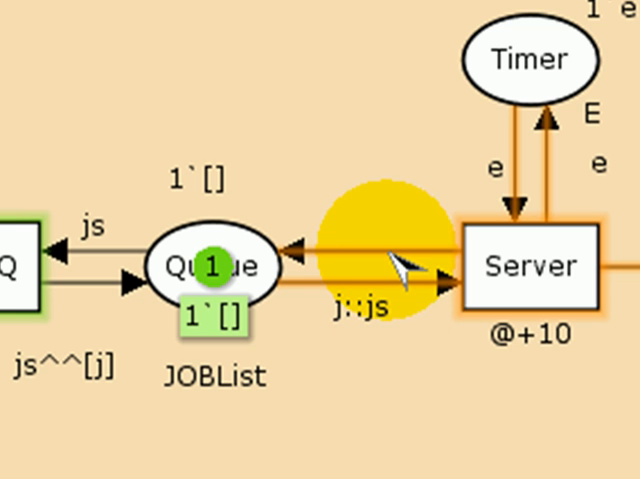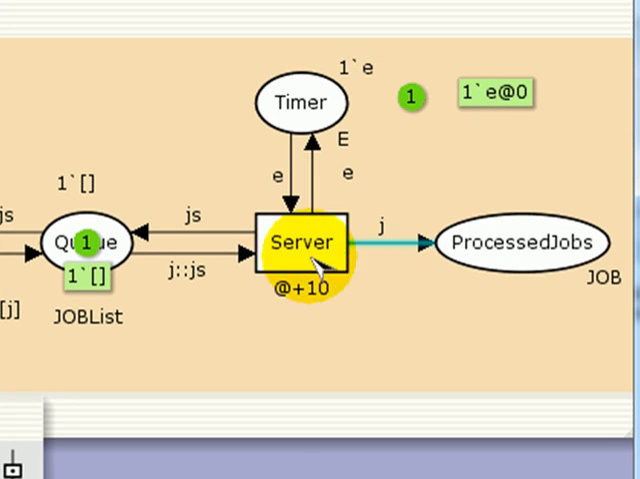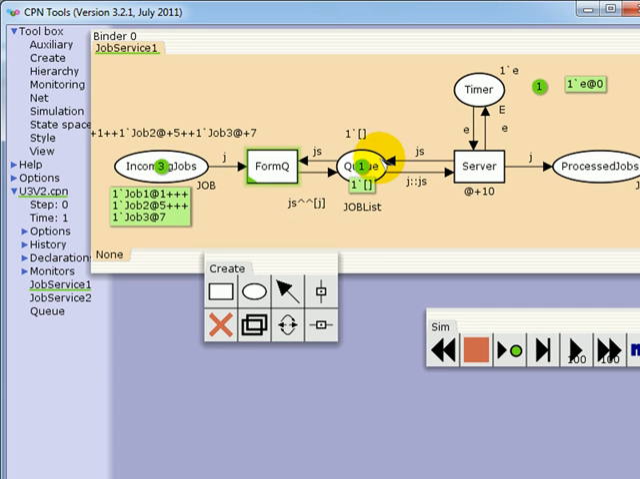When I do this, I can very easily return the js back, which is the rest of the queue after the first element has been removed from it, and put it back into the queue. And I can take this j and use it with this transition, and then put the same token at the output place, which says process jobs. So this structure that I've added in the middle is what implements the queue.